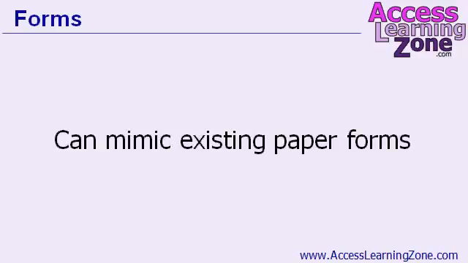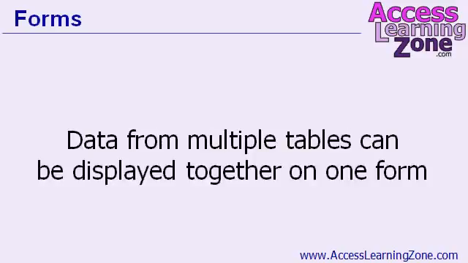If you currently have paper forms, or perhaps even an Excel spreadsheet that you're working with, you can design a form to mimic those existing paper forms or Excel spreadsheets. This makes it easier for your users to transition into your database. You can display data from multiple tables together on one form. For example, you can show the contact history for each customer on the customer form, or you can show a summary of their recent orders. We're not going to learn how to do that today, but just keep in mind that we can do it. We'll cover that when we get to our expert classes and start talking about relational tables.